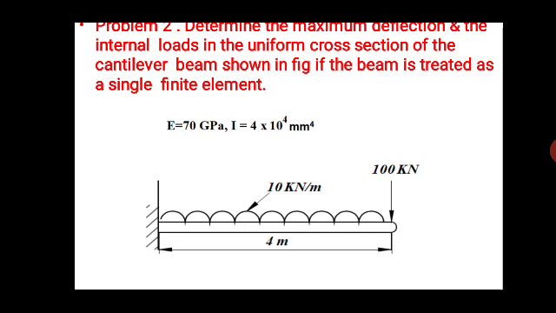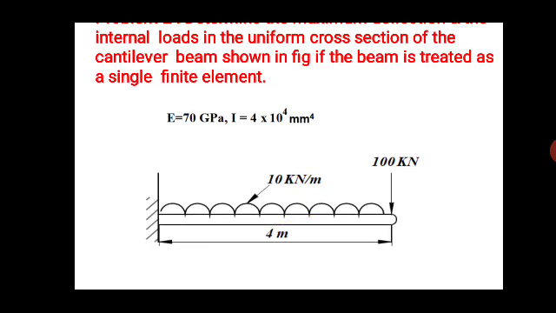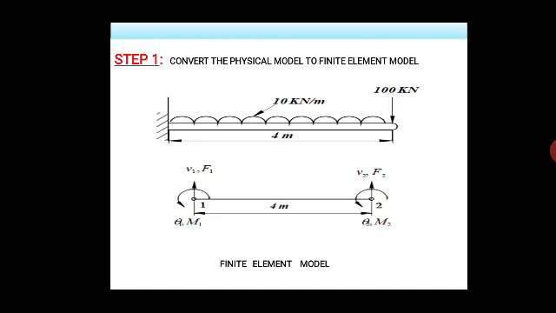Here it is a cantilever beam with a UDL of 10 kilonewton per meter and a point load at the free end, and the total span of the beam is 4 meters. Now the first step is to convert the physical model to the FE model. The FE model includes only nodes, node 1 and node 2, and the element, and since the span is 4 meters, we take the length as 4 meters. So this is the finite element model. The finite element model should only include the lines as well as the nodes.